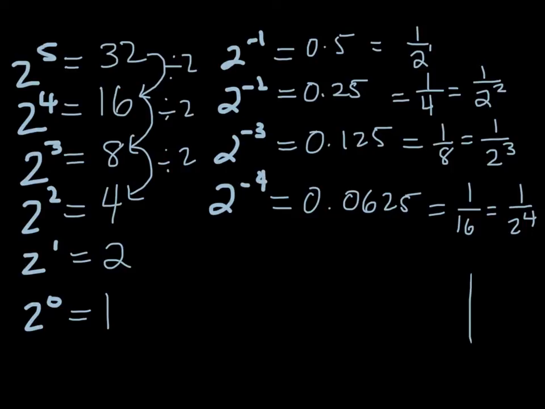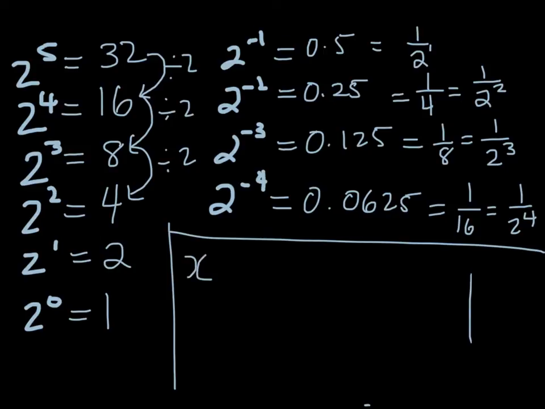Basically our beautiful rule is going to be that if I have a base and the exponent is negative, it's just going to be the reciprocal, and it makes the exponent positive. Check that out with any base.